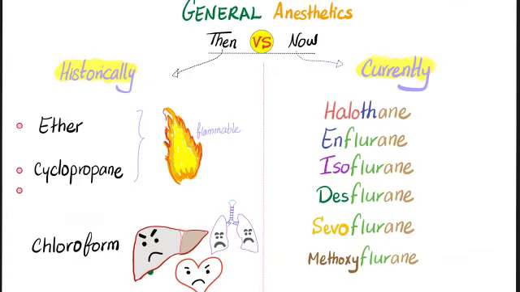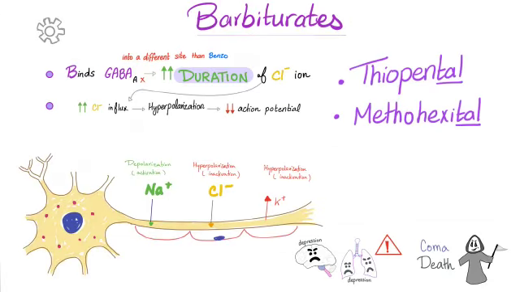Historically, we used ether, cyclopropane, and chloroform as inhaled general anesthetics, but we stopped. Why did we stop? Ether and cyclopropane are flammable, if you remember organic chemistry. Chloroform is hepatotoxic, cardiotoxic, and causes respiratory depression. Currently, we have other options such as halothane, enflurane, isoflurane, desflurane, sevoflurane, and methoxyflurane. And we also have barbiturates.